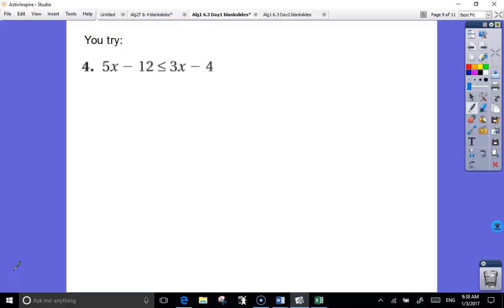Okay, so what's the first step? First step. Subtract 3x, right? Why 3x? Because it's the smaller variable term, right? Because by doing that, we don't create a negative coefficient where we don't want it. So minus 3x. Minus 3x. 2x minus 12, less than or equal to negative 4. Okay, next step. Plus 12.